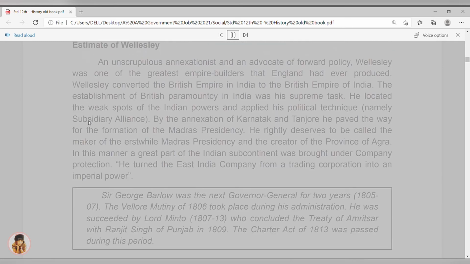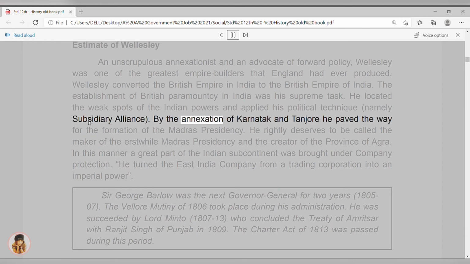Estimate of Wellesley. An unscrupulous annexationist and an advocate of forward policy, Wellesley was one of the greatest empire builders that England had ever produced. Wellesley converted the British Empire in India to the British Empire of India. The establishment of British paramountcy in India was his supreme task. He located the weak spots of the Indian powers and applied his political technique, namely subsidiary alliance.